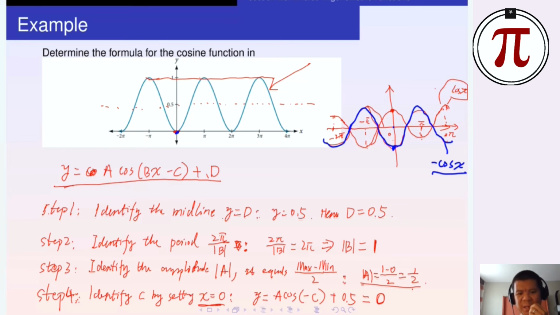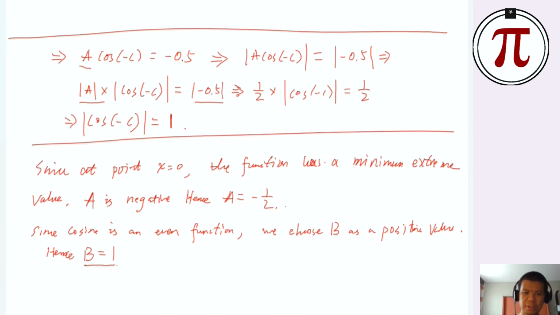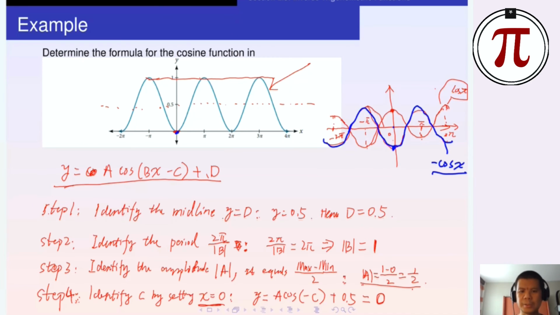Then the function became: a is negative 1/2, b is 1, right? D is 0.5, the horizontal midline. So pretty much everything left is just the cosine with c. C is unknown. Hence, the next step is we want to determine the value for c.